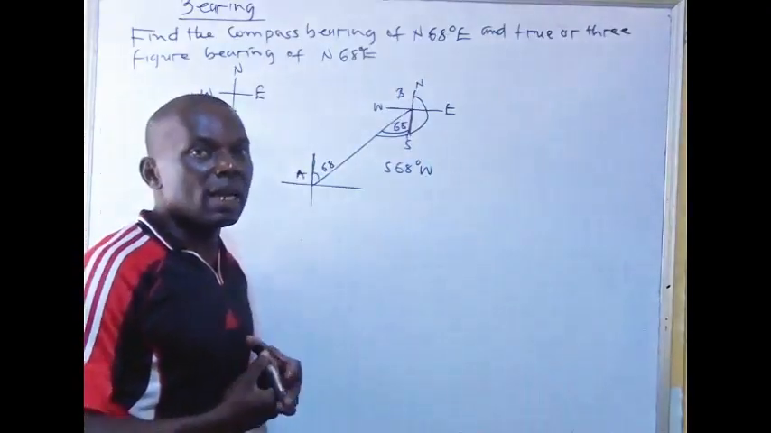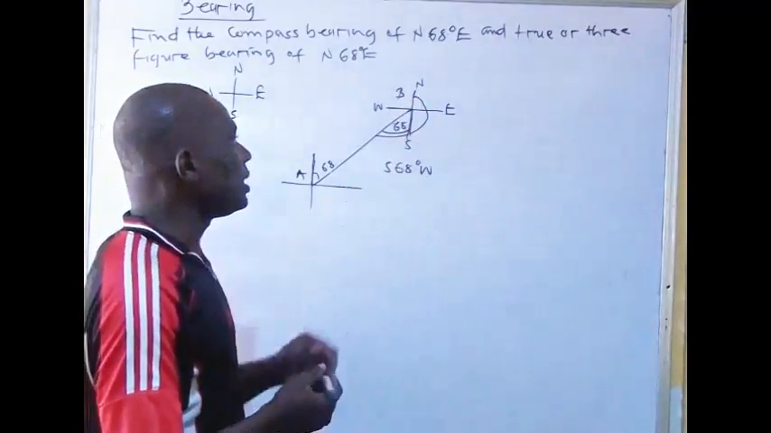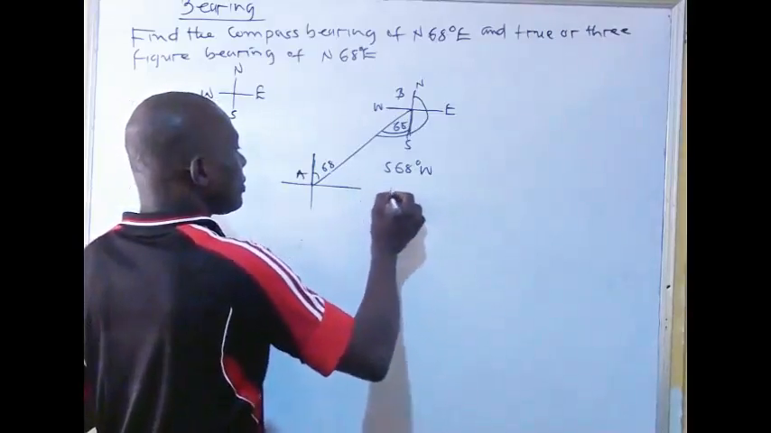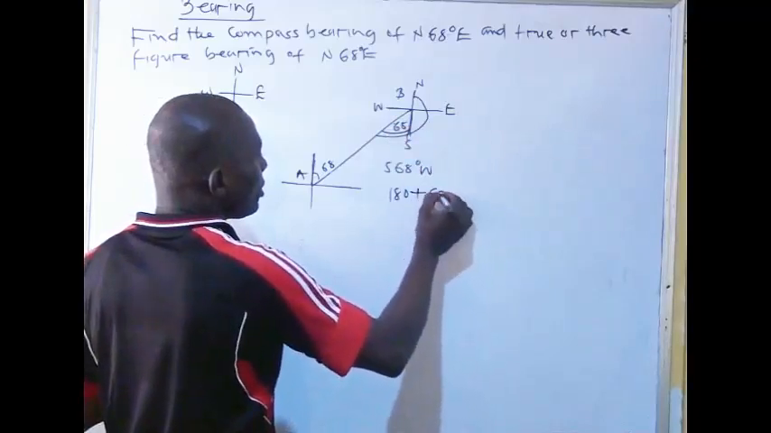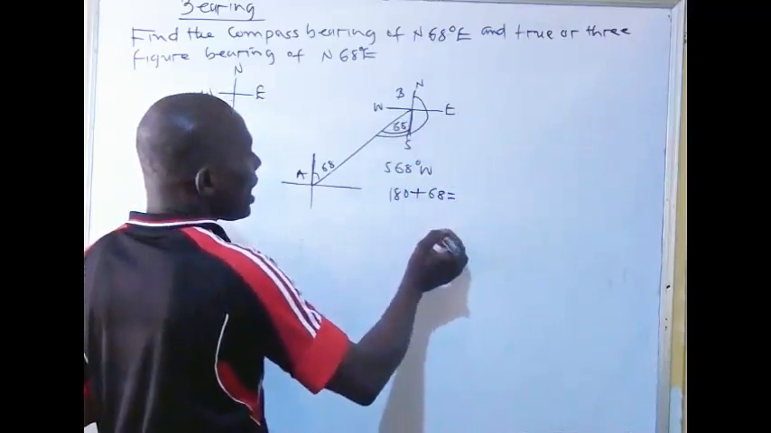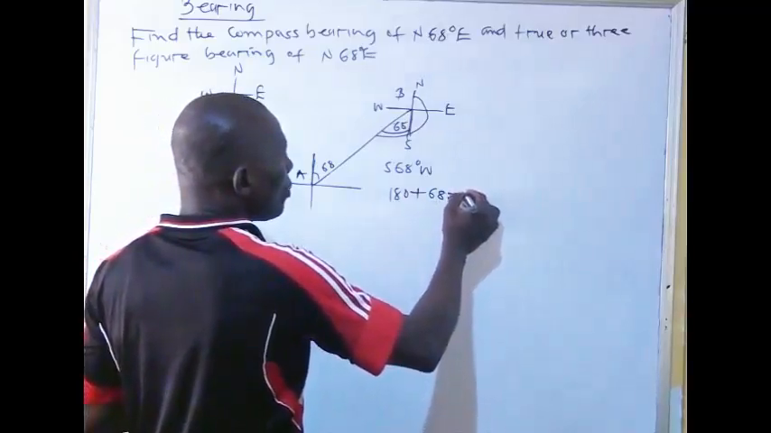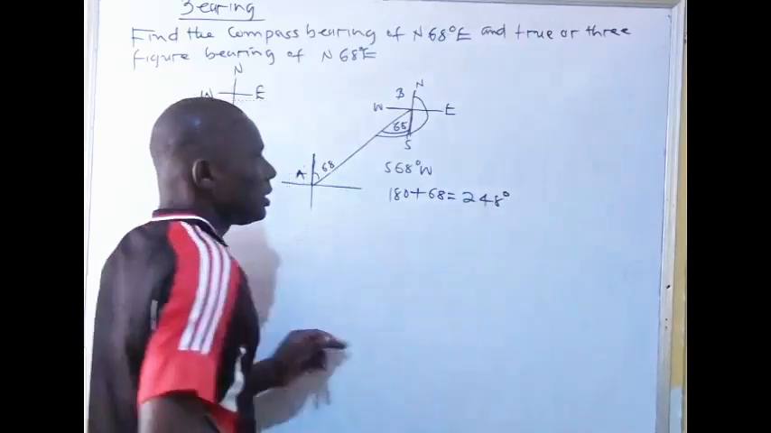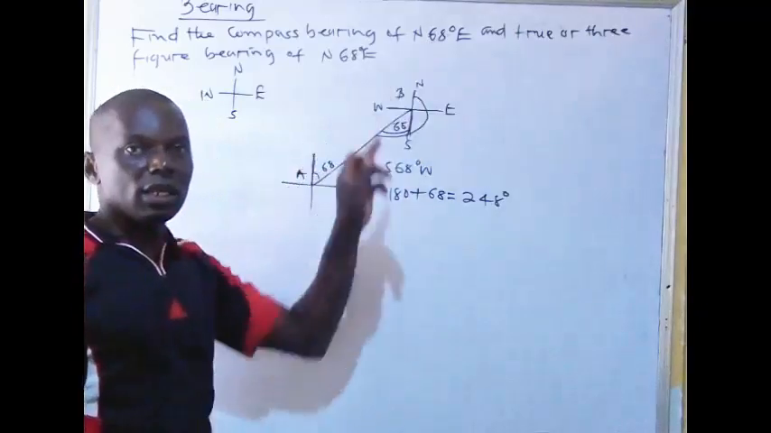If you look at it here, this line is a straight line, which is 180. So this will be 180 plus this angle here, this bearing, which is 68 degree. If we add this together, this will give 248 degree. This is the three figure bearing of 68 degree northeast.